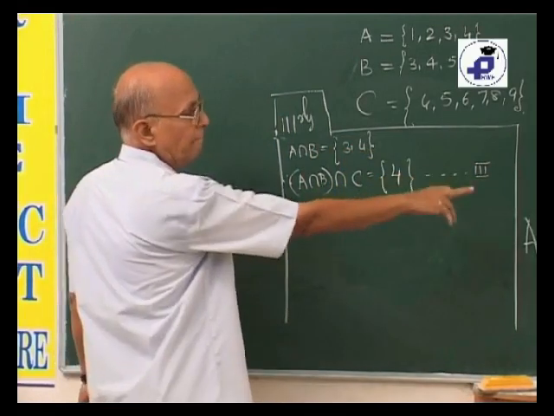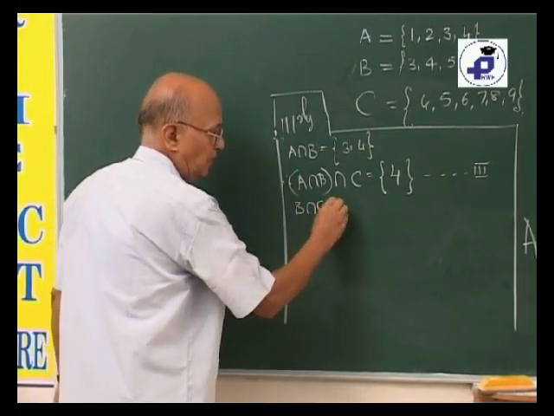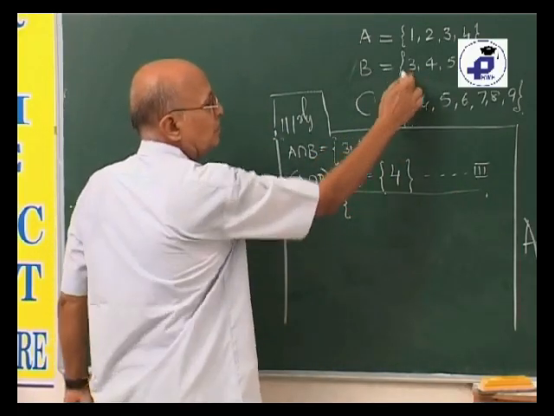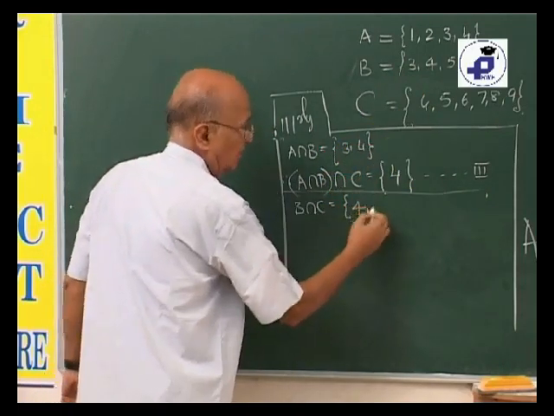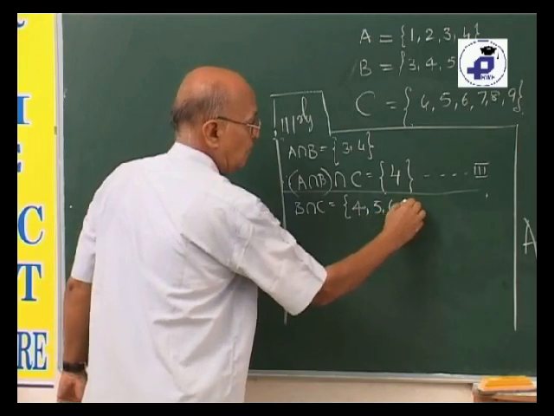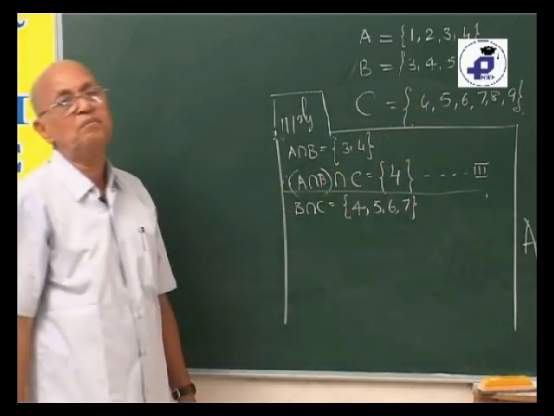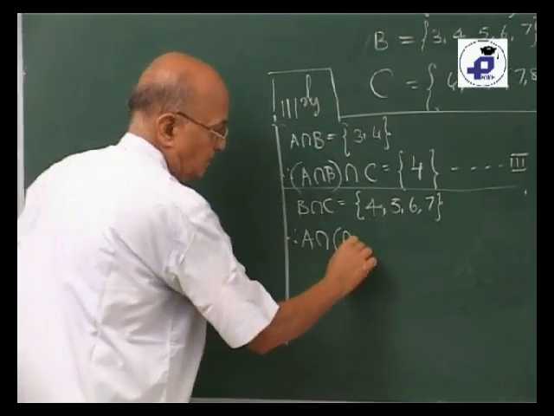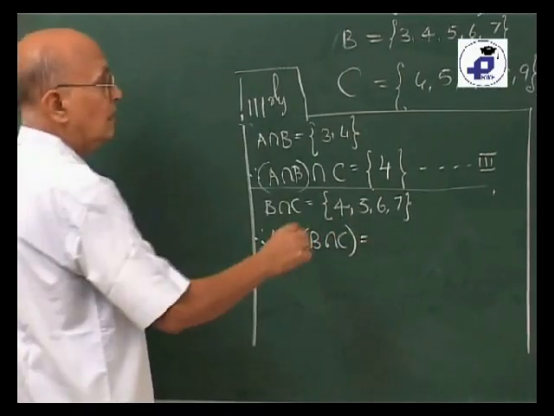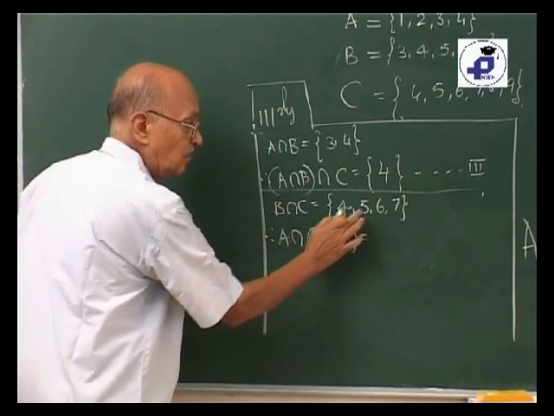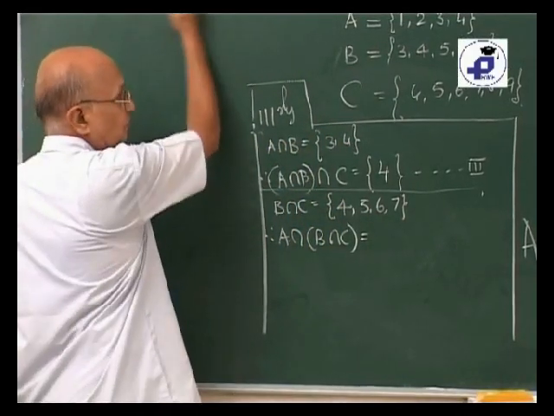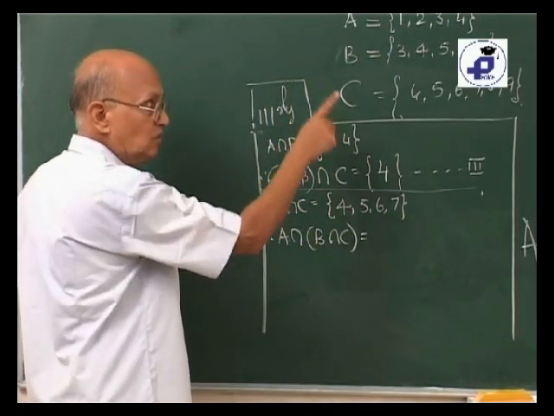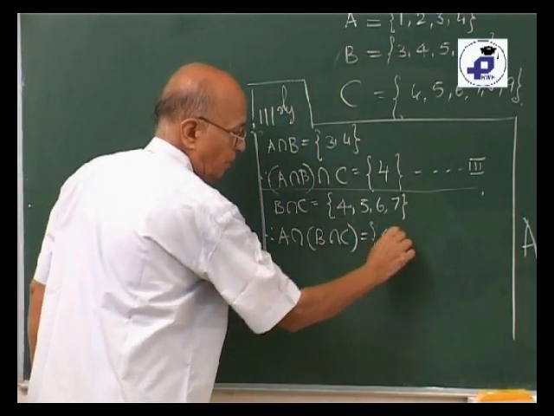And then similarly, as I said, we will take up B intersection C. What do we get? The common elements between B and C. 3 is not common, 4 is there, fine. 5 is there, 6 is there, common, 7 is there, 8 and 9 are not common elements. Then A intersection with this result, what do we get? A has 1, 2, 3, 4, this has 4, 5, 6, 7. What are the common elements? 1 is not common, 2 is not, 3 is not, 4 is common, 5 is not common.